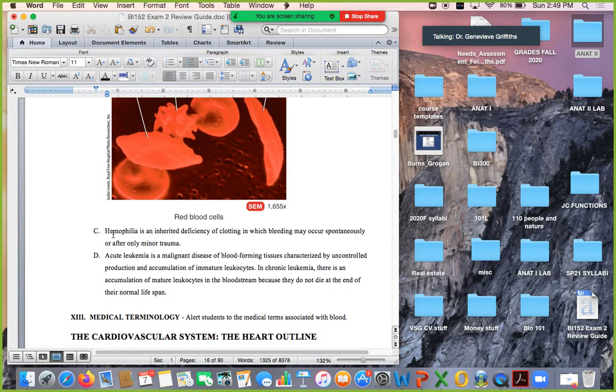We talked about hemophilia, which is going to be individuals who have an aberrant clotting response. So bleeding can occur after minor trauma and is going to be sustained for long periods of time. So even a very small cut may bleed for a long while.